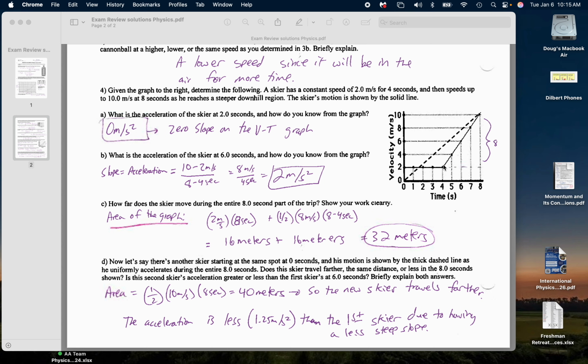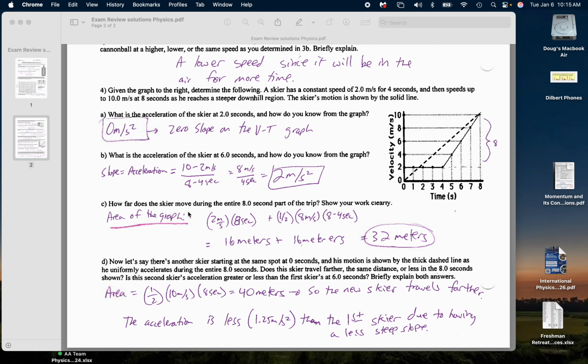So this is what we would call in math a piecewise function. The first part and the second part seem very different from each other. So to get the slope of the second part, I take the final velocity minus the initial velocity and divide it by the time interval. So the time interval is only 4 seconds, and the change in velocity is 8 meters per second. So the acceleration is 2 meters per second squared.